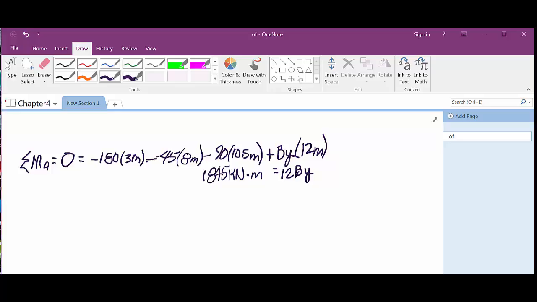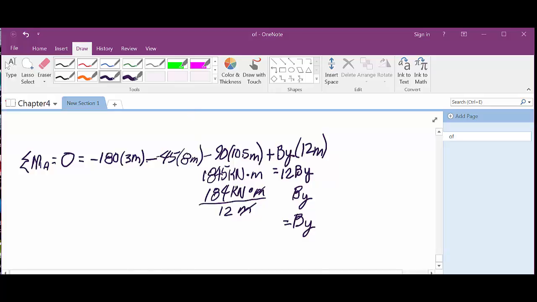So then you take that number, if you wanted to find out what BY was, you would take the 1845 kilonewton meters divided by 12 meters. The meters cancel out, so we are left with kilonewtons, which is what we wanted, right? BY equals 1845.